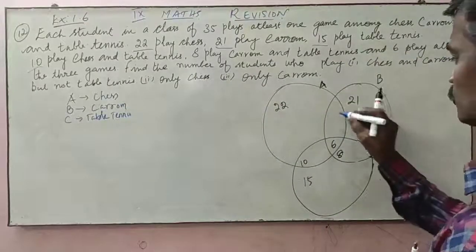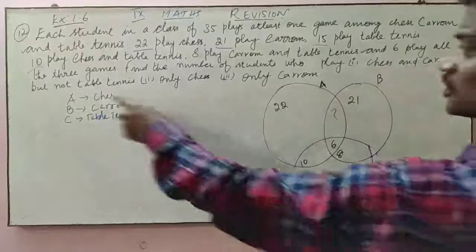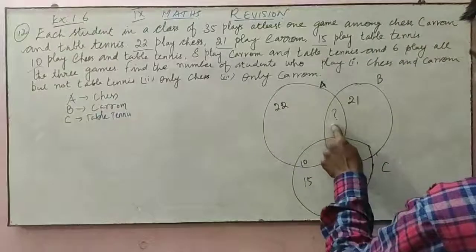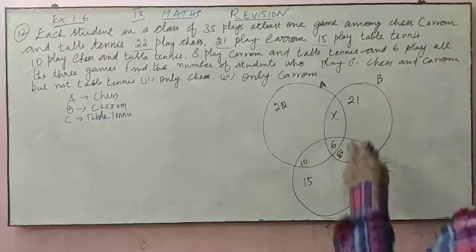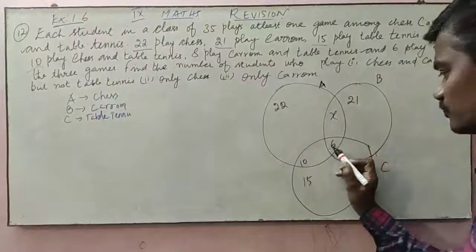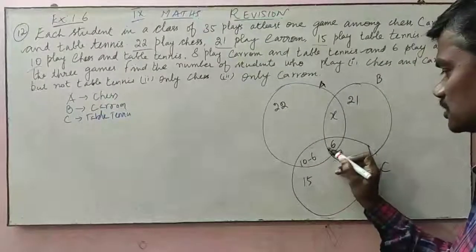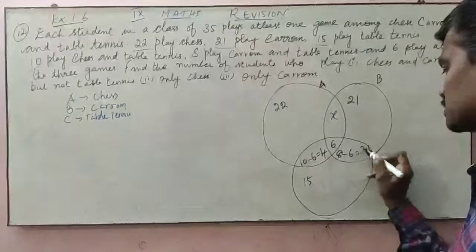So they ask you to find chess and carom but not table tennis, this place. I am going to take this as x, which I am going to find. First, we have to subtract: 10 minus 6 gives 4. 8 minus 6 gives 2.